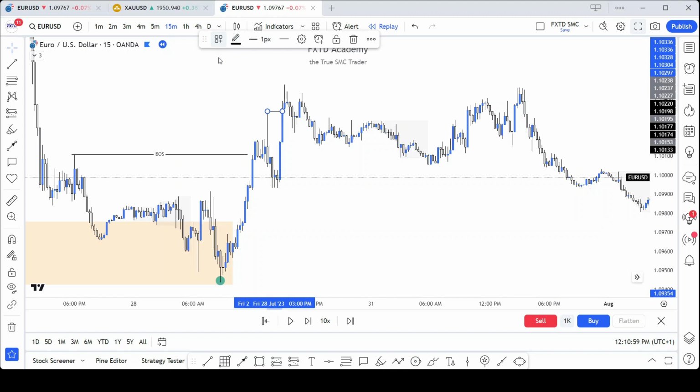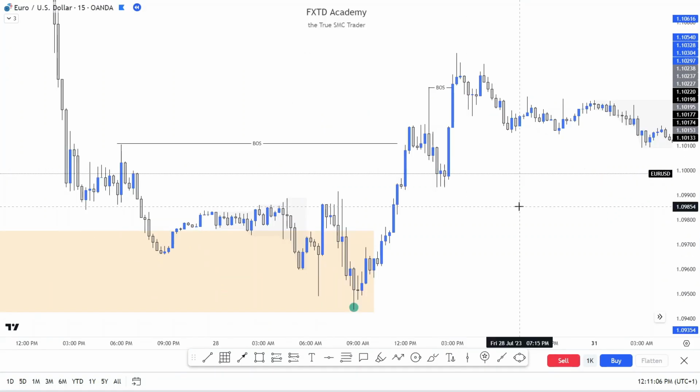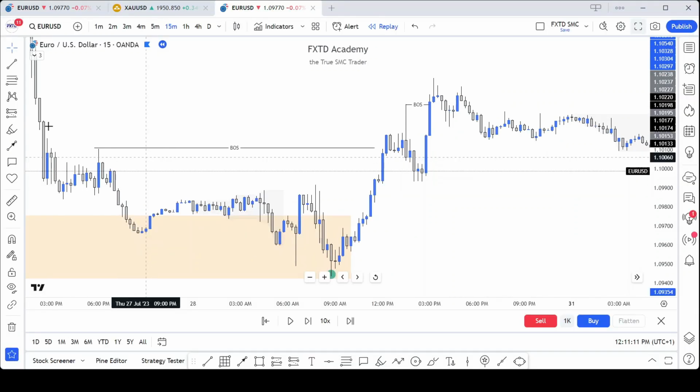So what happened is this. Automatically, there is now a transfer of break of structure. So let's do that. It's a transfer of break of structure.